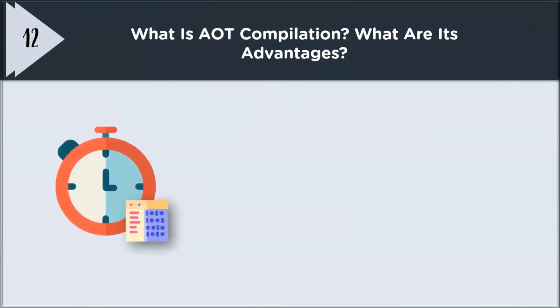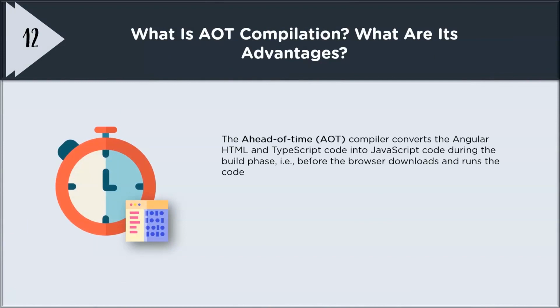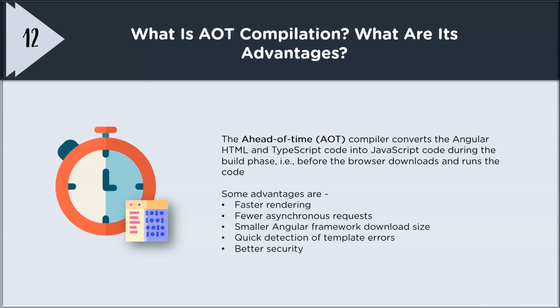Next up, what is AOT compilation and what are some of its advantages? Now, AOT, that stands for Ahead of Time Compiler, basically converts the Angular HTML and TypeScript into JavaScript code during the build phase. That is before the browser downloads and runs the code. So basically all the HTML and TypeScript code is converted to JavaScript during the build phase, which means no additional time is spent on converting it into JavaScript later during the run phase, right?